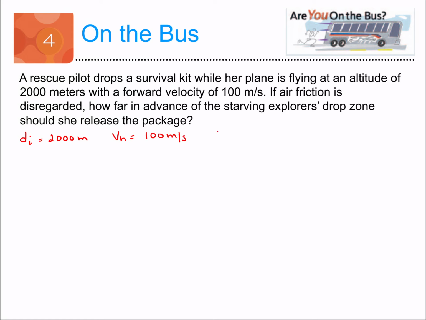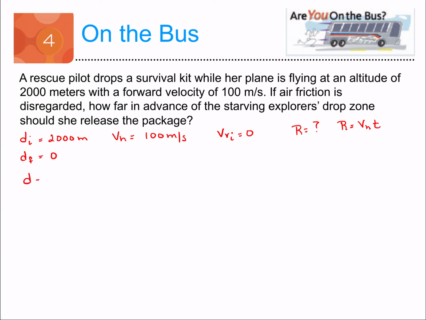Okay, now we know VVI equals 0. We know that finally DF, change in vertical position, is going to be 0 because she's going to have landed. So what we're looking for ultimately is R, that we don't know. If you look at your formula sheet, you see that R equals VH times T. Well, we know VH, but we don't know T. So with our variables that we're given, let's take a look at the formula sheet and see what formula we could use to find T.